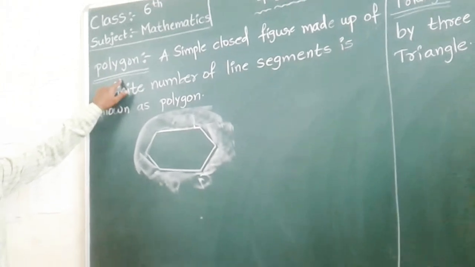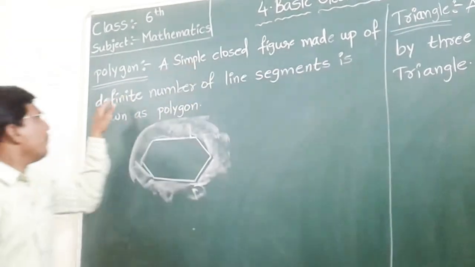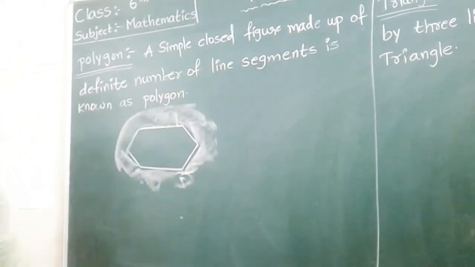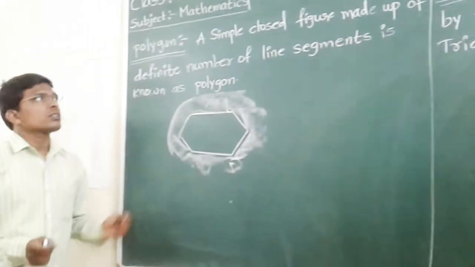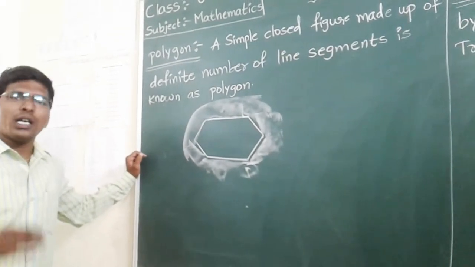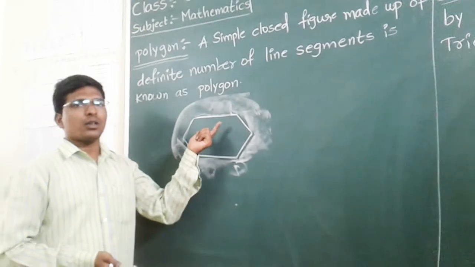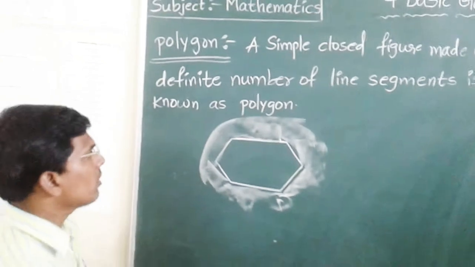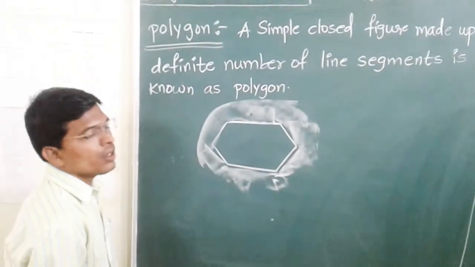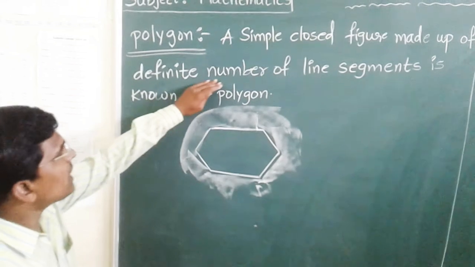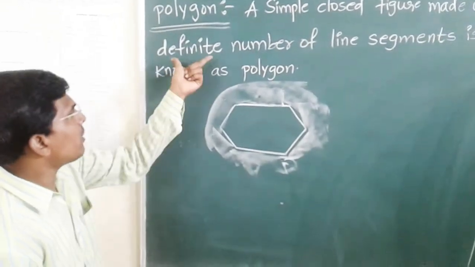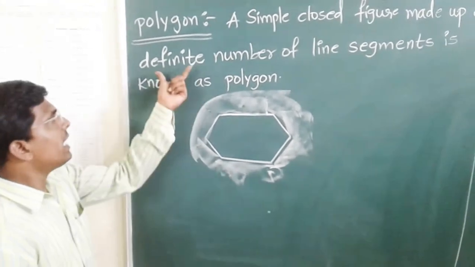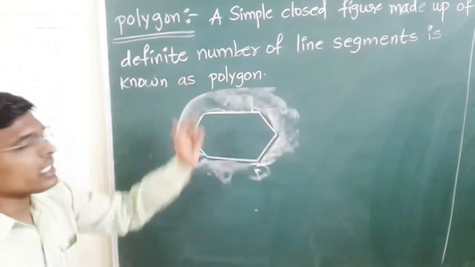Next, polygon. A simple closed figure made up of a definite number of line segments is known as a polygon. So what is meant by polygon? A simple closed figure. Already you know about the closed figure. What is the closed figure meaning? It has no open ending, it is closed around the figure. A simple closed figure which is made up of a definite number of line segments. Definite number means some fixed number, maybe 3 or 4 or 5 or 6, any number of line segments is known as a polygon.